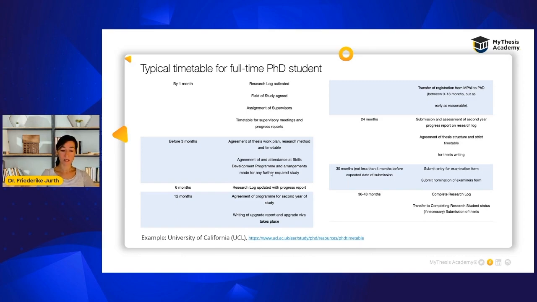And there also has to be an agreement on the attendance at a skills development program and arrangements that are made for further required study. By the 6 months, you have to update the research log for the first time with your progress. And in another 6 months, you have to get the agreement of a program for the second year of study. This is related to the progress report. So they will check it and then they will admit that you go on.